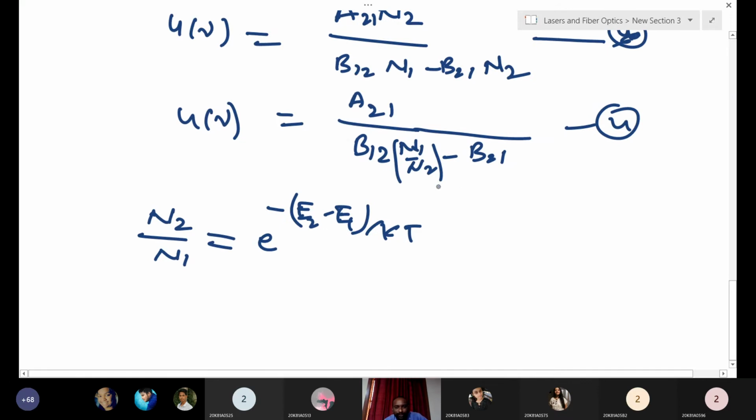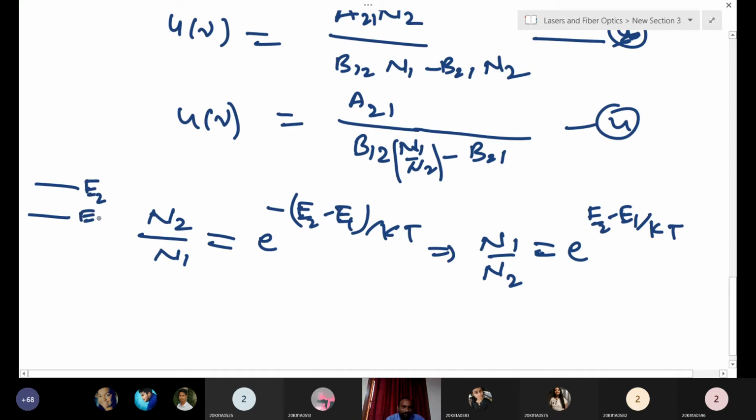Okay, so in equation 4 we need N1 by N2, but here we have N2 by N1. So you can reverse this equation and rewrite it: N1 by N2 equals e to the power of (E2 minus E1) by KT. Suppose you have two energy levels, E2 and E1. Here you can write E2 minus E1 is equal to h nu, so you replace E2 minus E1 with h nu, by KT. This equation we simply substitute in equation 4.